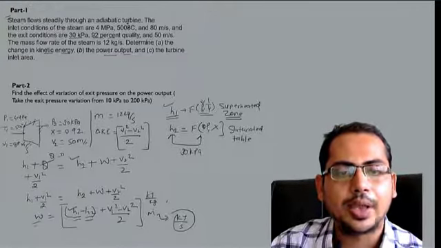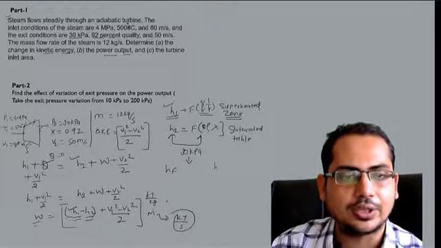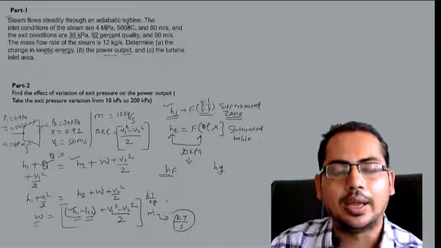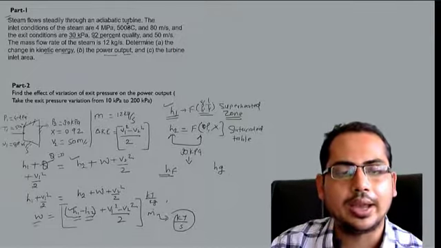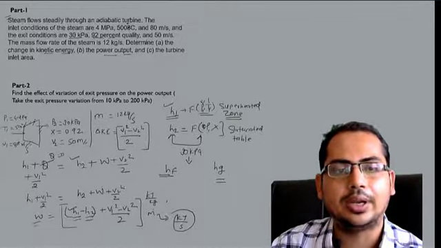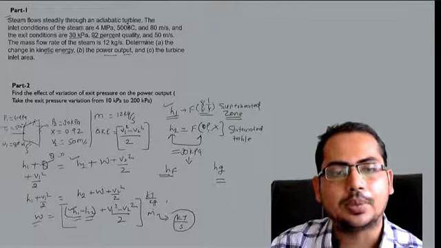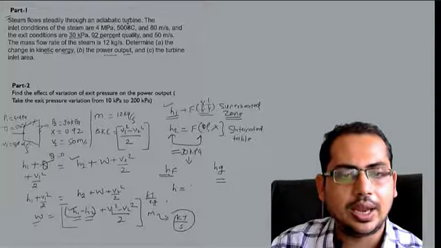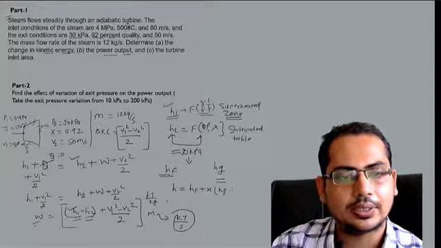At 30 kilopascal, you will see the Hf and Hg values. What is Hf? Hf is the enthalpy of the saturated liquid and Hg is the enthalpy of the saturated vapor at 30 kilopascal. And then you can calculate very easily: H is equal to Hf plus X into (Hg minus Hf).